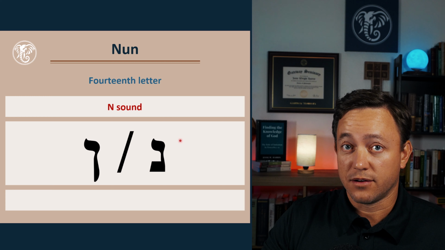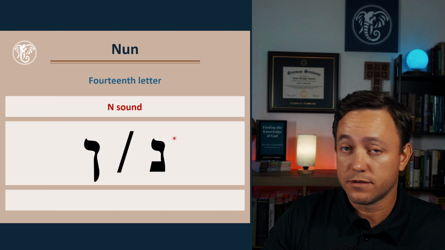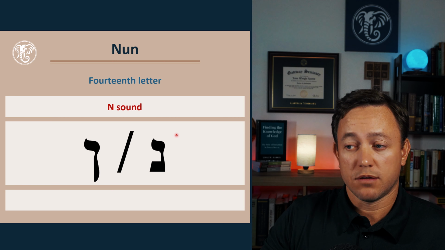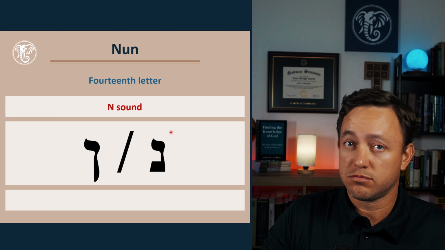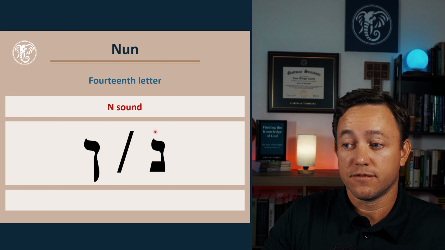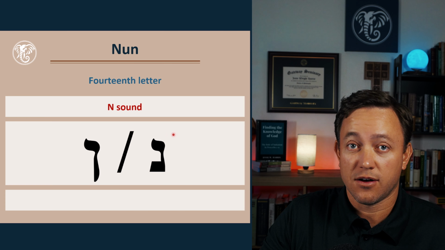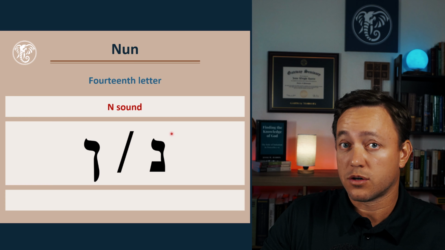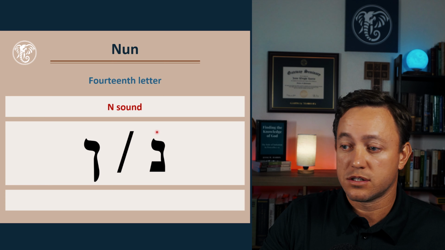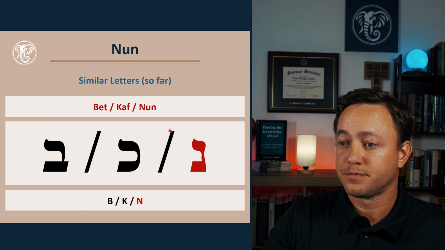So what about the sound? Well, thankfully, just like the mem, the noon is very similar and equivalent to that in English. So it's just the N sound, n, right? So nothing special. And even for the regular form and final form, again, they're just variations on the writing, not in the letter itself or the sound of it or interpretation or meaning. It's just how it's written, okay? So both of these will sound like the N.